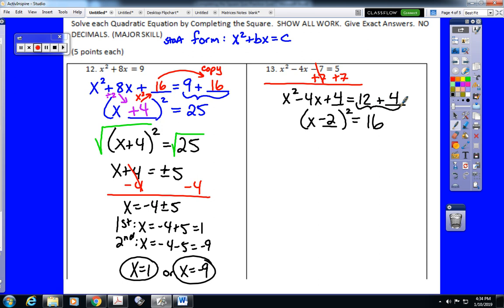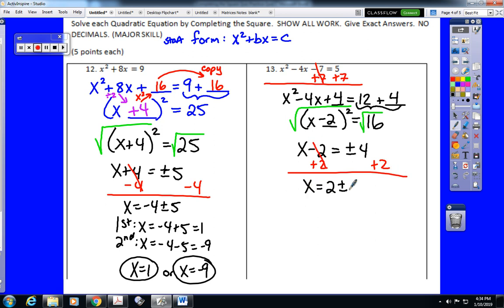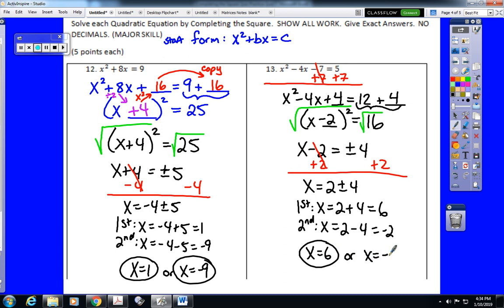Again, we're going to combine these. We then take the square root of each side, which gives us x minus 2 is plus or minus 4. And finally, add 2 to each side, which gives us x is 2 plus or minus 4. That, like the last one, can be split up. So we're going to split up the plus or minus. 2 plus 4 and 2 minus 4 give us our answers of x equals 6 or x equals negative 2.